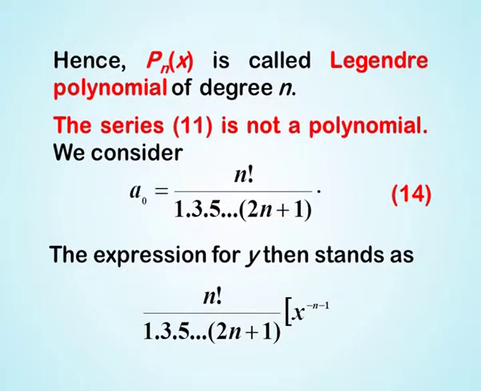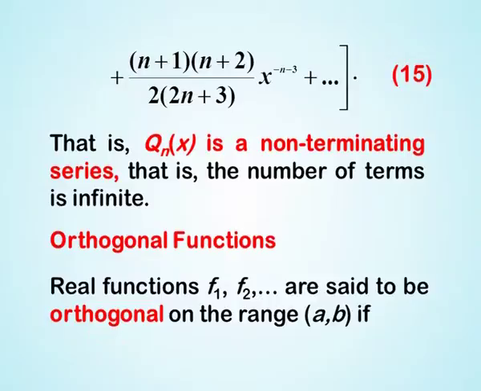The reason given below is we consider this a0, given by the expression for y, then will be given by this result, equation 16. We see that Q and x is a non-terminating series, n is a constant, that is, the number of terms is infinite.